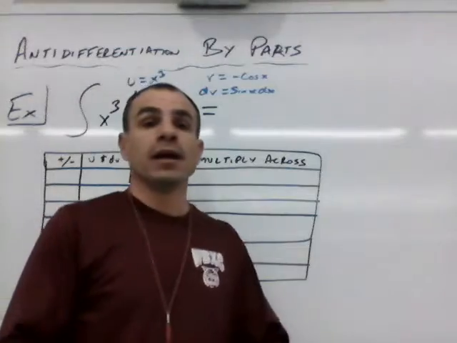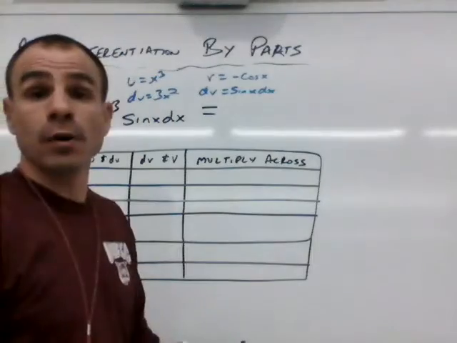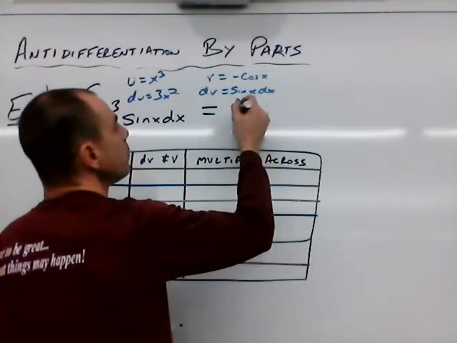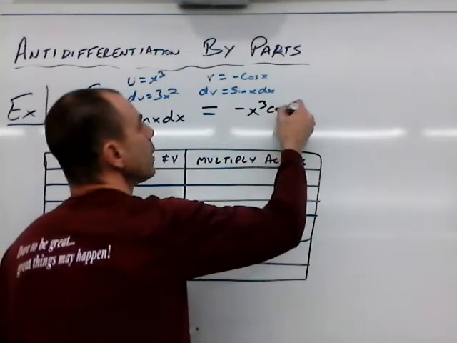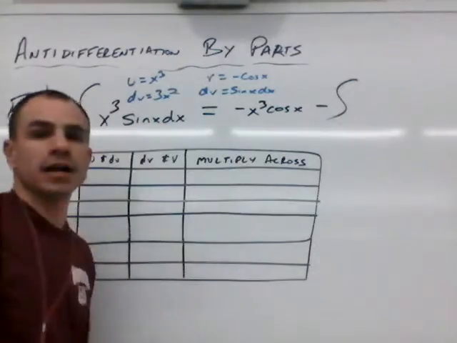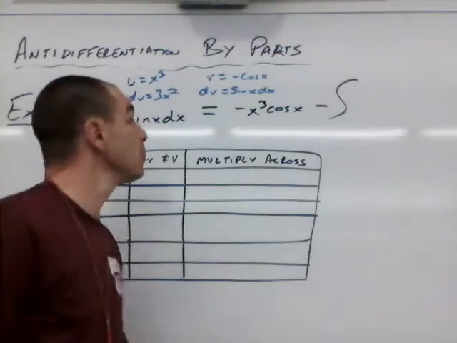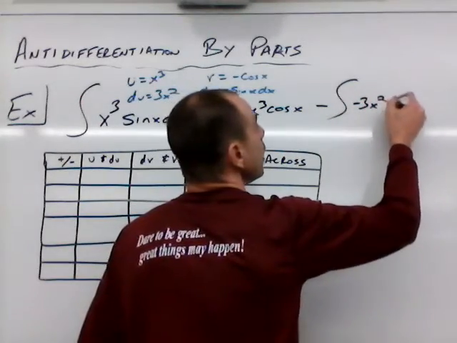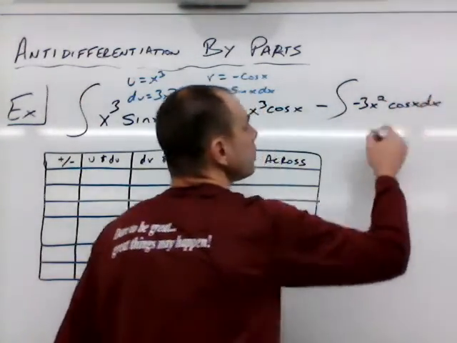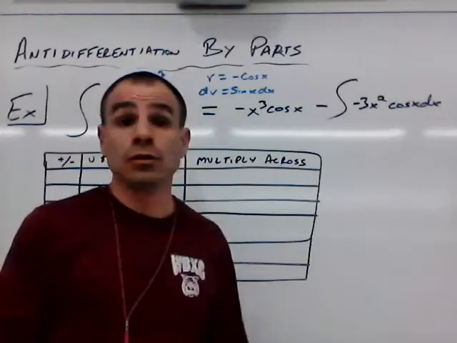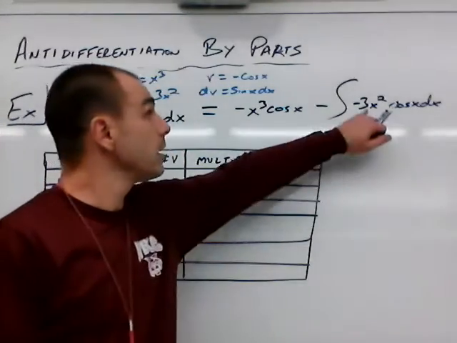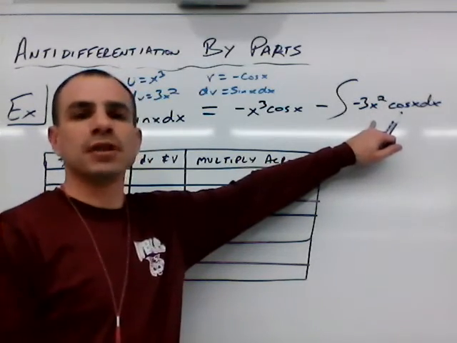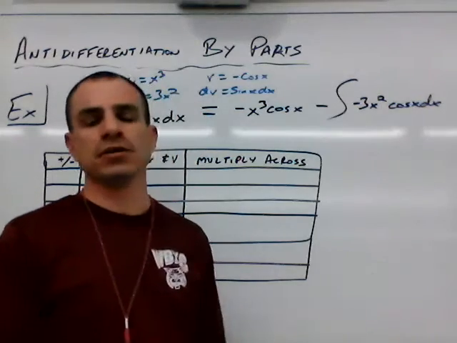Okay. So if we were then to put that into our parts that we know about, we know that our answer is uv, so we have negative, or the opposite of x cubed cosine x minus the antiderivative, and now it's v du. So that's going to be negative 3x squared cosine x dx, and then we're going to have to do it again. But think about it. When we do it again, this now becomes 6x. And when we do it again, it becomes 6. So we have a lot of iterations to go through.